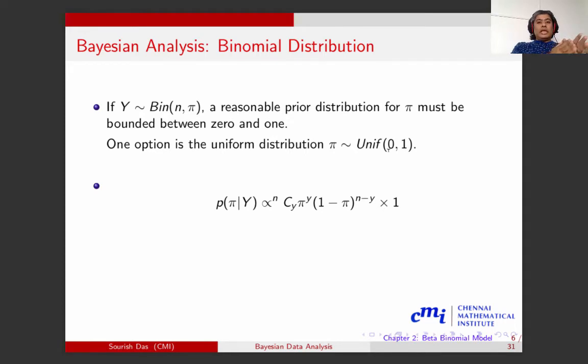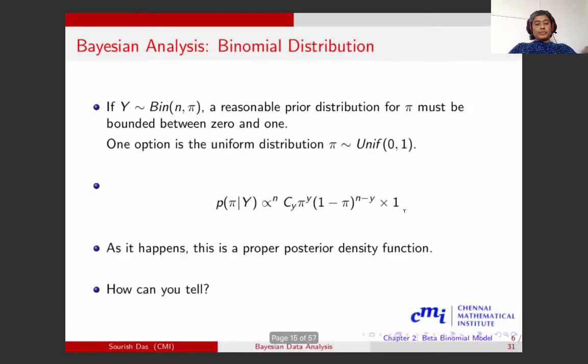I do not have any liking for 0.3 with respect to 0.6. All the values of pi between 0 and 1 have the same prior probability. The posterior distribution, p of pi given y, can be written as the likelihood times the prior. So the likelihood is n choose y, pi to the power y, 1 minus pi to the power n minus y, times the prior distribution. Now the prior of pi is just 1 between 0 and 1, and 0 otherwise.